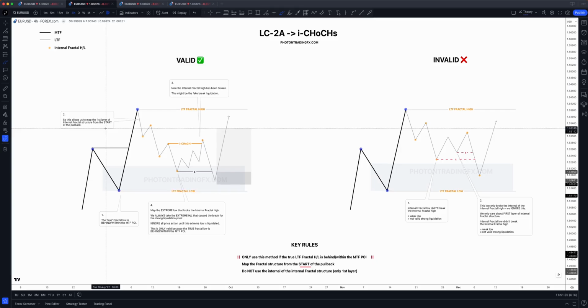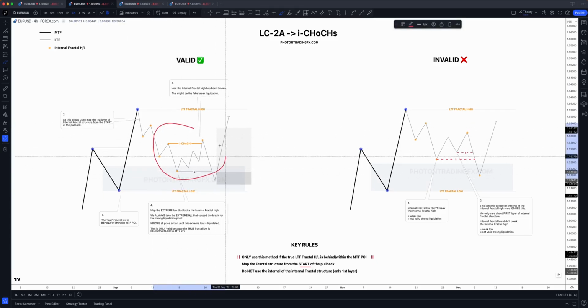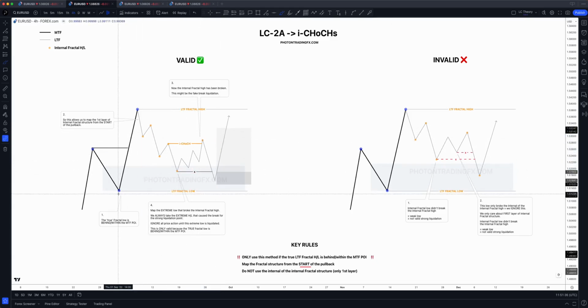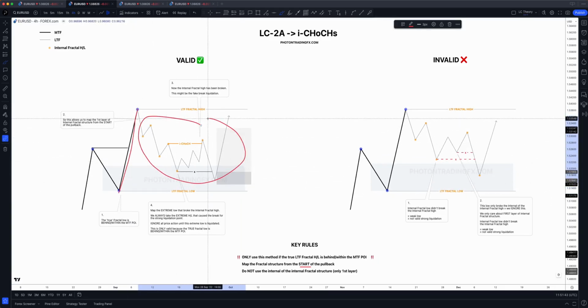You only now look at the internal fractal structure only in this scenario where the true low is behind or within the POI. Okay? Because what I'm seeing people are now doing is they're using the internal structure when that isn't the case. Okay, so we only do it when we get like a really impulsive leg down here and the true low and high are basically on this leg, and this is your internal fractal structure.